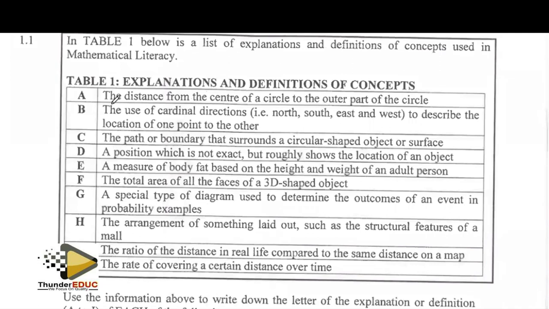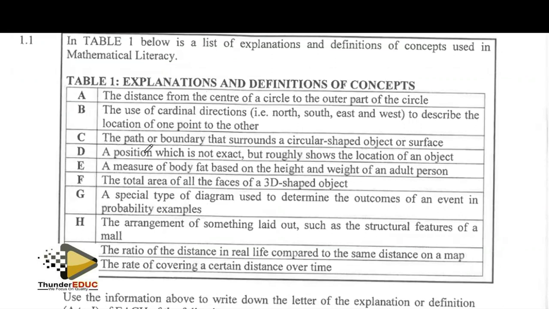Table 1 below is a list of explanations and definitions of concepts used in mathematical literacy. A, the distance from the center of a circle to the outer part of the circle. B, the usage of cardinal direction, i.e. north, south, east, west, to describe the location of one point to another. C, the path or boundary that surrounds a circular object or surface.